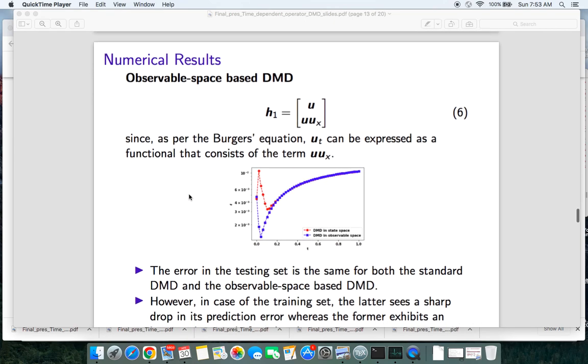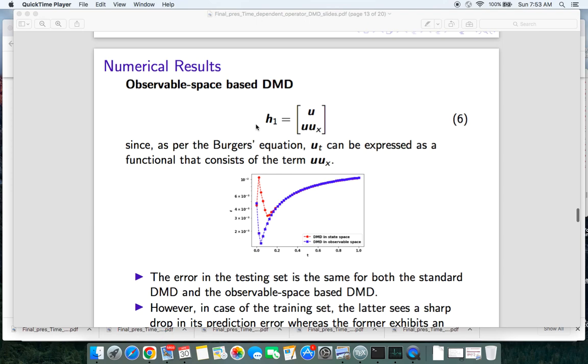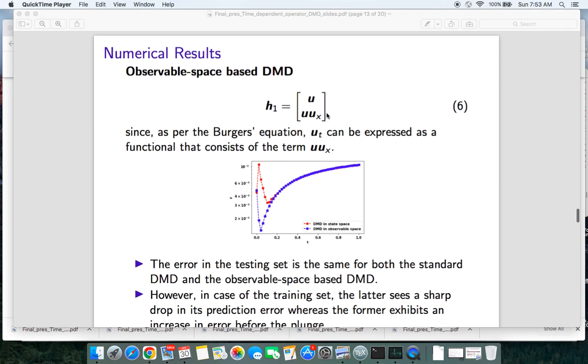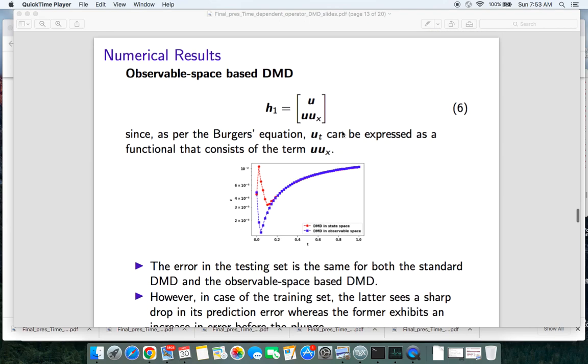Here is the observable space DMD on example 1. We consider this observable H1 where we use the original data U as well as this product U sub x. Since as per the Burger's equation, ut can be expressed as a functional that consists of the term ux, that is the reason we have used such a term.